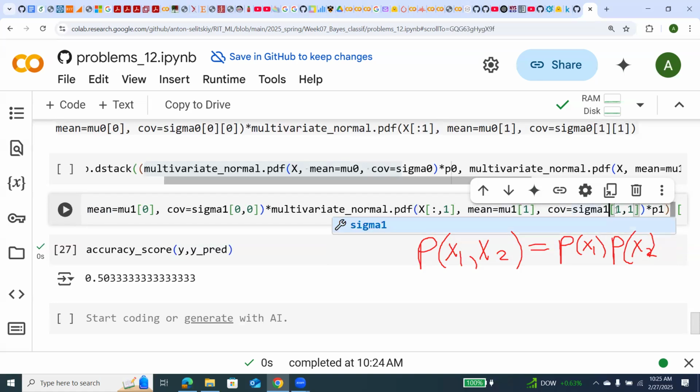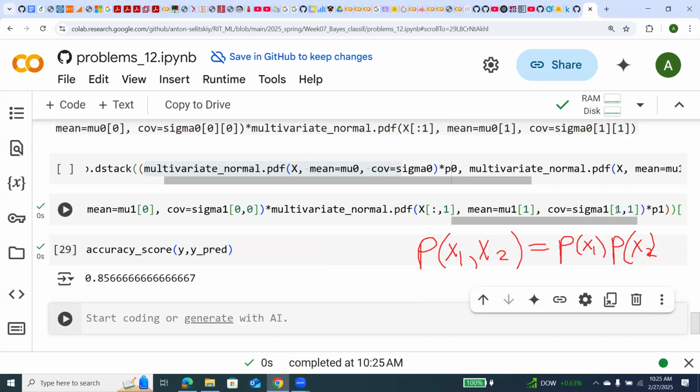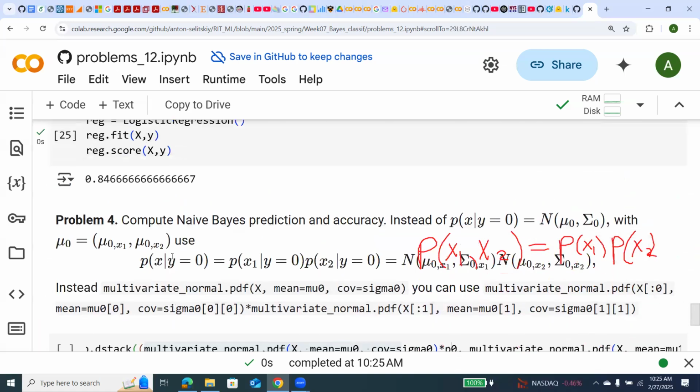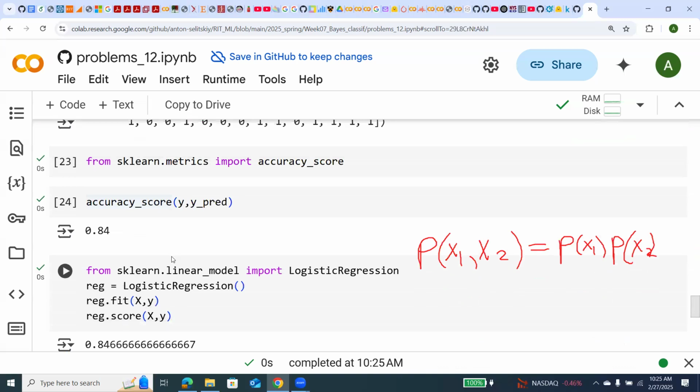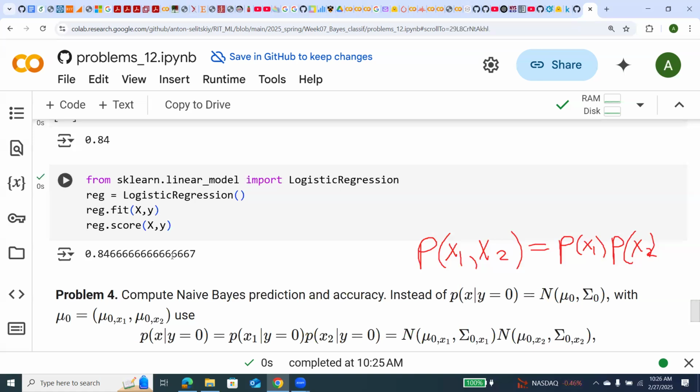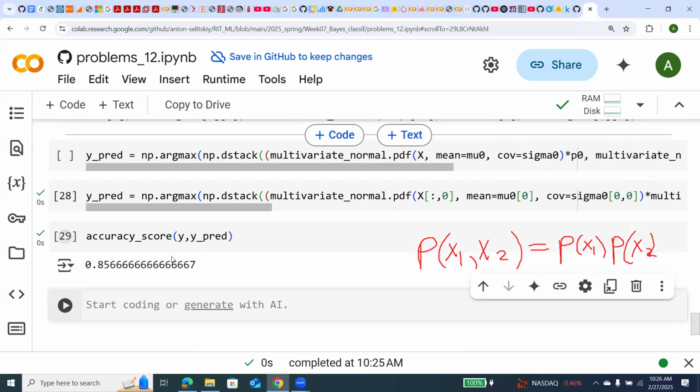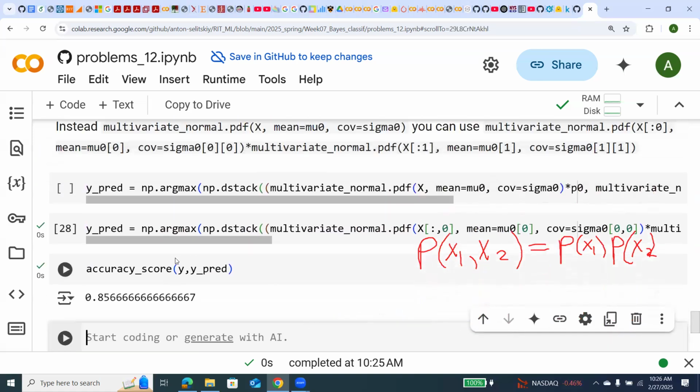Okay, now it should work. Okay, now it works. So as you can notice, the score now is better than for not naive Bayes, and even better than for logistic regression. Okay, do you have any questions?